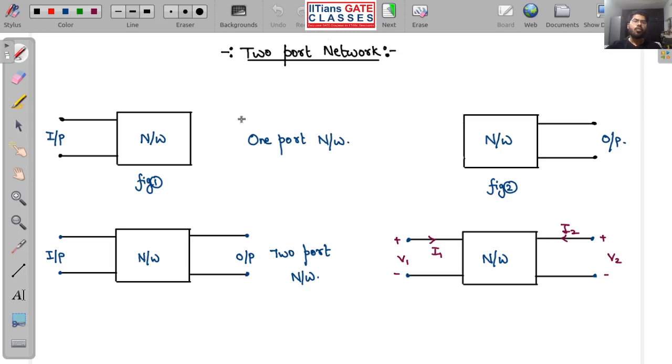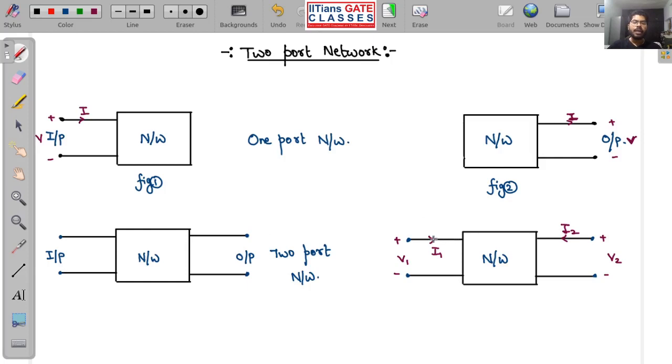So what do we mean by a port? A port is basically the terminal for input and output. There can be either a one-port network. In a one-port network, we have an input in which I have my input current and input port voltage, or I can have my output port in which there will be an output current and output terminal voltage, or output port voltage. In a two-port network we have both an input port and an output port.